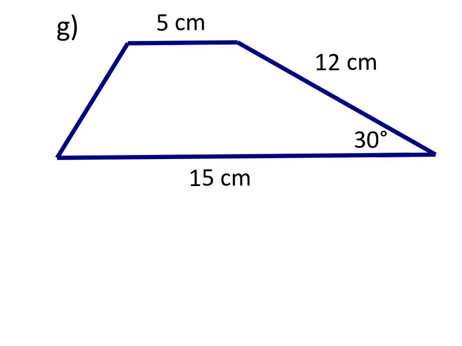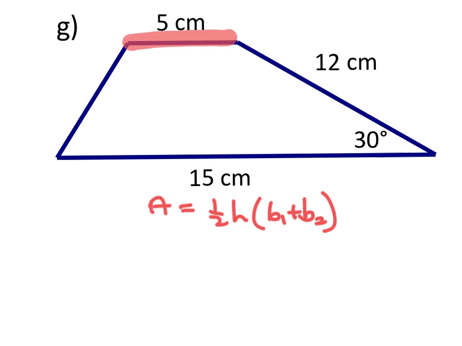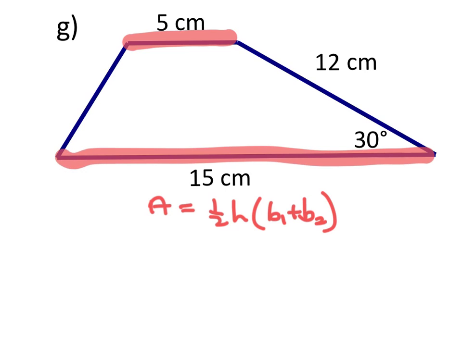In this problem, we're finding the area of the trapezoid, so I'll start off writing down the formula. Area is 1/2 height times b1 plus b2. Then I'll mark up my diagram and see what dimensions I don't have. It looks like I have the b1 and the b2, but I don't have that height, so that's what I'm looking for.